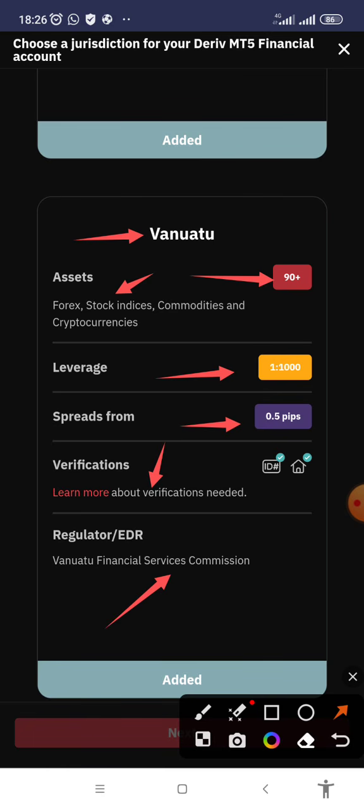And these are the regulators, Vanuatu Financial Service Commission. They have also given DERIV the license to operate in their country. So you see, one broker operating from three different countries already.